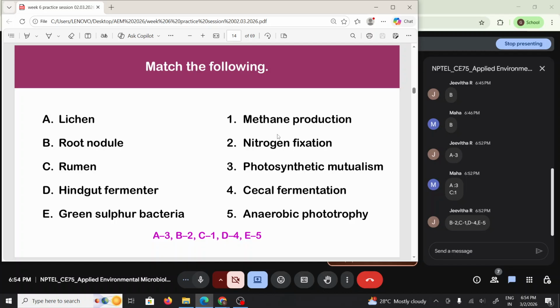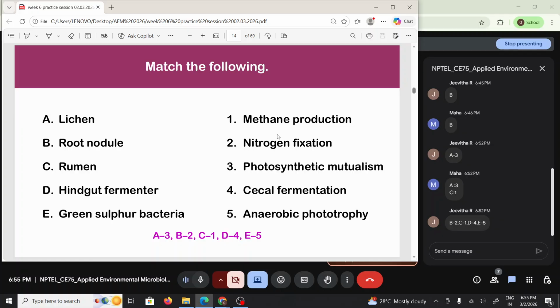When we talk about root nodules, root nodules are generally present in leguminous plants where there are certain bacteria that are present in the roots. They generally perform nitrogen fixation. So that is why root nodule matches with nitrogen fixation. When we talk about rumen, we just saw that there is going to be methanogenesis or methane production for the removal of hydrogen.